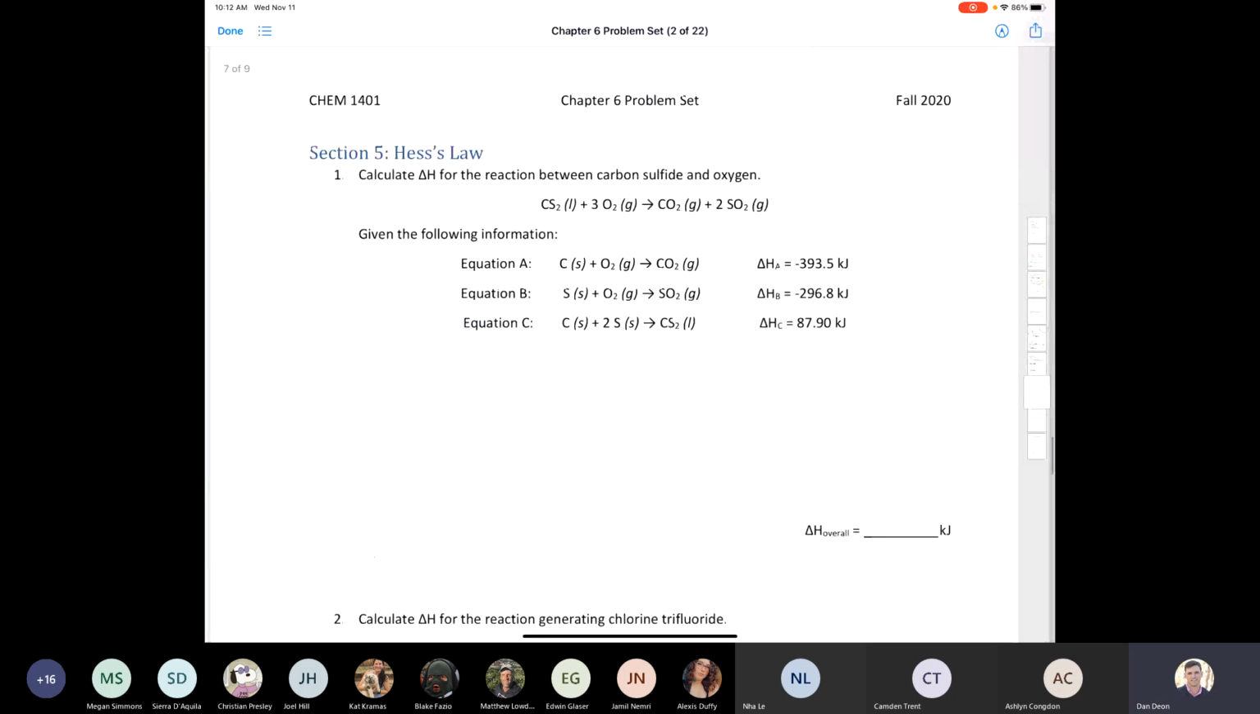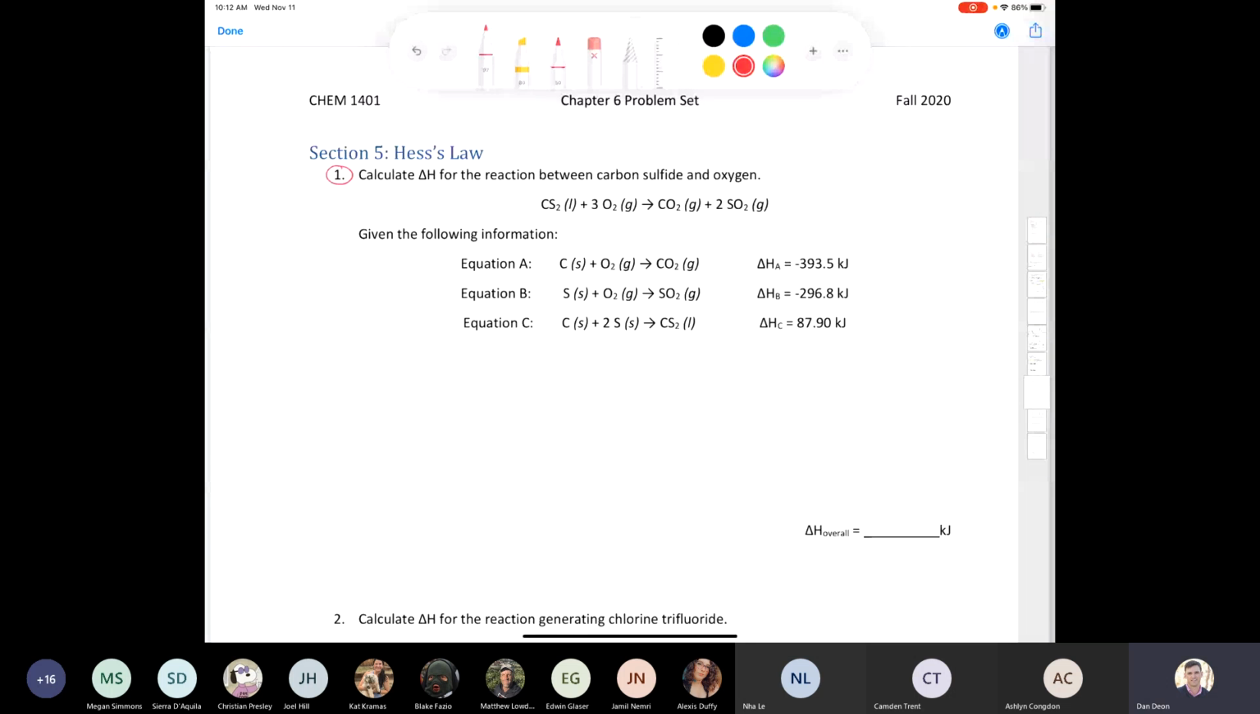Okay, the last thing I wanted to look at with you guys in terms of review was just a couple of questions that deal with Hess's law. Again, I guarantee you that I'm going to put a question that deals with Hess's law on the final exam. So you can hitch your wagon to that. It's going to happen, right? Okay, so let's see here if we can calculate.